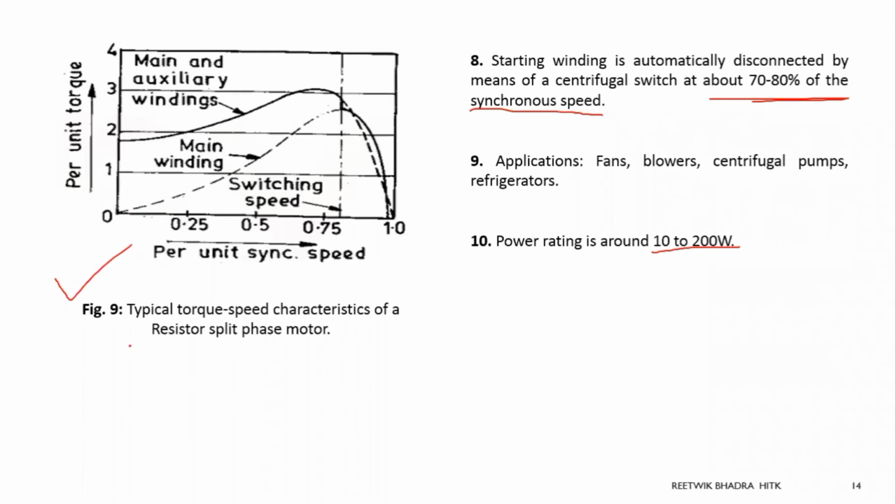Now how are we drawing this torque slip characteristic? If only the main winding was present, what would be the starting torque? 0. If main and auxiliary are present, we get a starting torque, because a rotating magnetic field is produced.